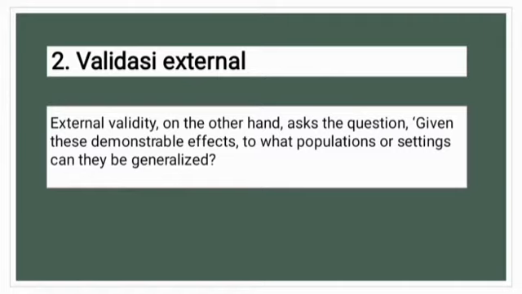Next, external validity. External validity, on the other hand, asks the question: given these demonstrable effects, to what population or settings can they be generalized?